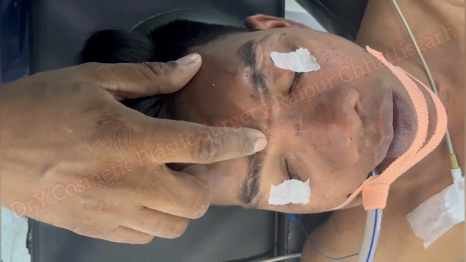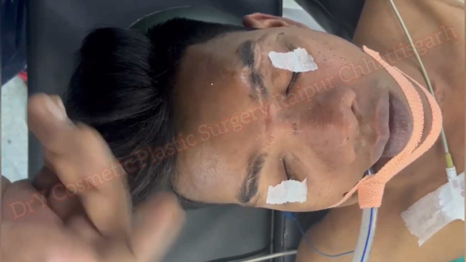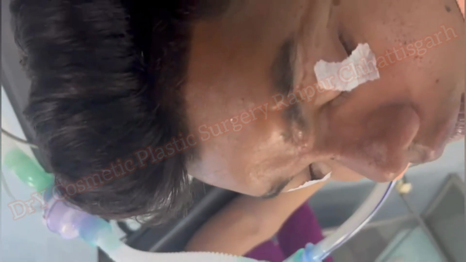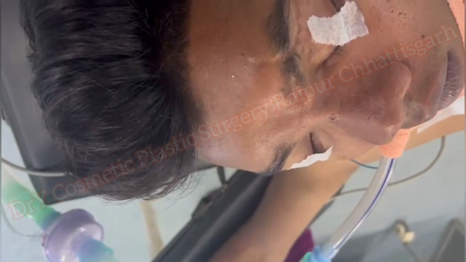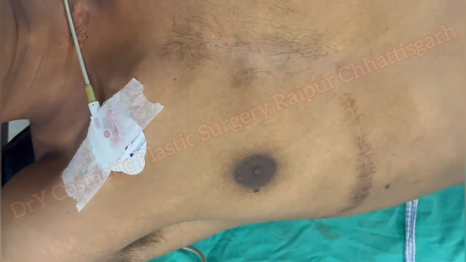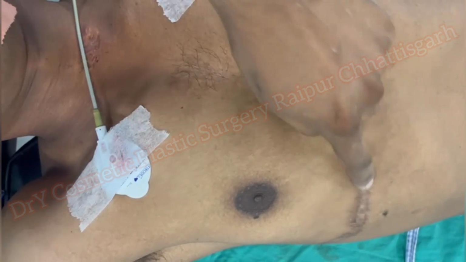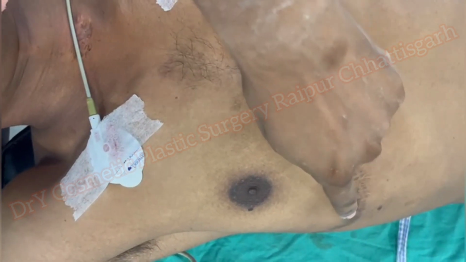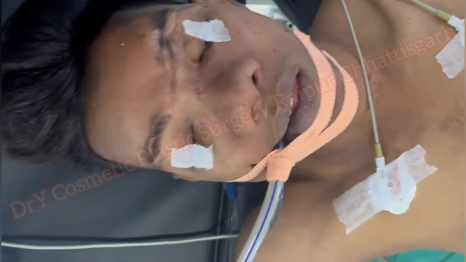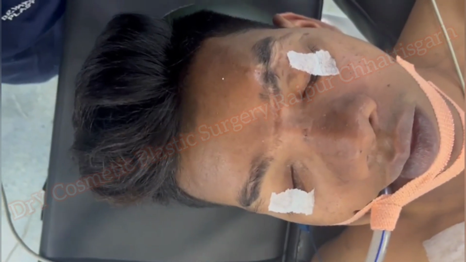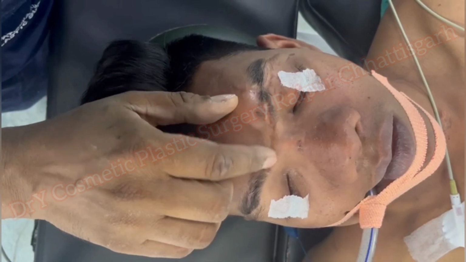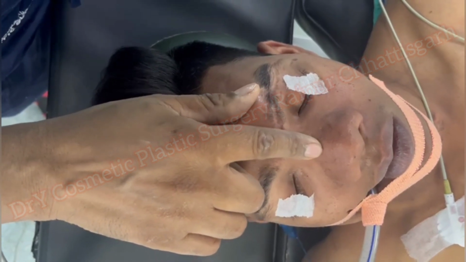The second time, the patient was also operated on for the depressed nasal bone, and for that a rib graft was taken. Here the rib is being taken. This is the scar of the previous harvesting of the rib cartilage from the right side of the chest. Now the rib is inside the nasal dorsum. Here the skin is very thin. We are going to operate on this patient for a secondary rhinoplasty.